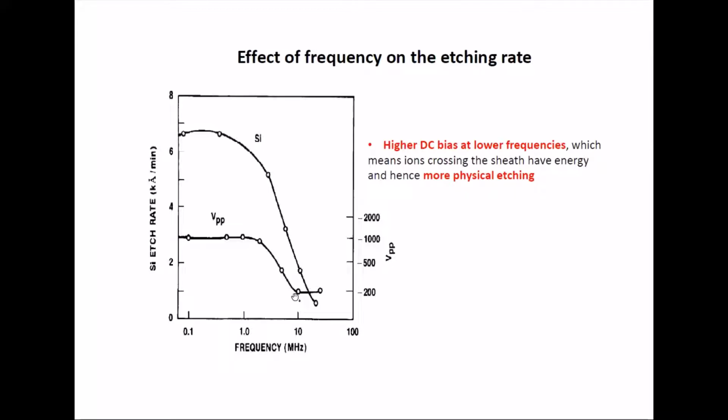So the idea is the lower the frequency you have, the more energetic and more concentrated the neutrals and ions going to the sample are. They are not distributed or spread out; they are focused at one energy. So overall, you get more energetic ions. In this case, you see the silicon etch rate also decreases.